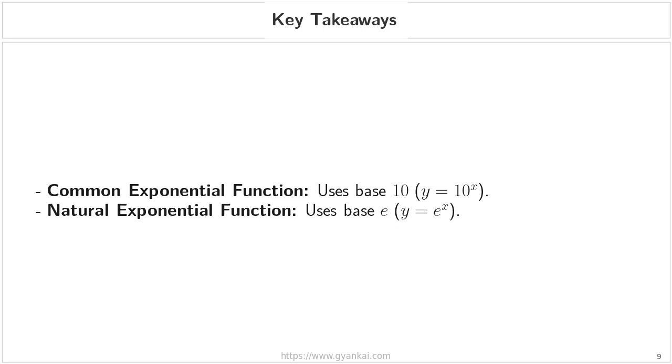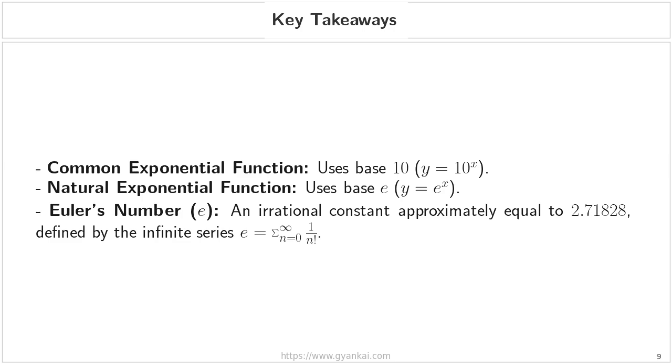Second, we have the natural exponential function. This function uses the base e, written as y equals e to the power of x. We call it natural, because it describes growth processes that happen continuously in the real world. Third, let's recap Euler's number, represented by the letter e. Remember that e is an irrational constant, approximately equal to 2.71828. As we saw in the mathematical definition, it is defined by the sum of an infinite series, specifically the sum of 1 over n factorial, where n goes from 0 to infinity.